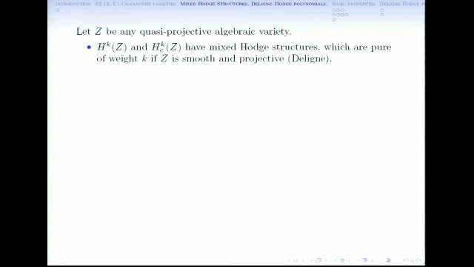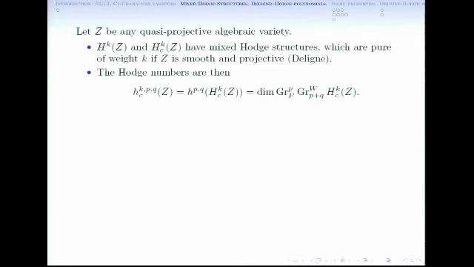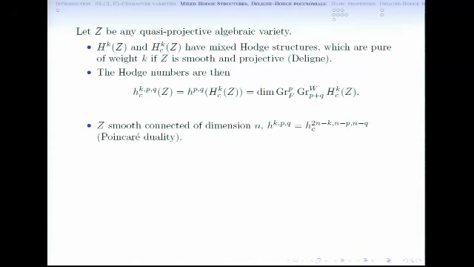Recall that for any quasi-projective algebraic variety, its cohomology has a mixed Hodge structure, and they are pure if the quasi-projective algebraic variety is also smooth and projective. This was proved by Deligne. So in these cases, the Hodge numbers are the ones for the cohomology of the variety. And recall also that if the set is smooth and connected of dimension n, then you have this duality.